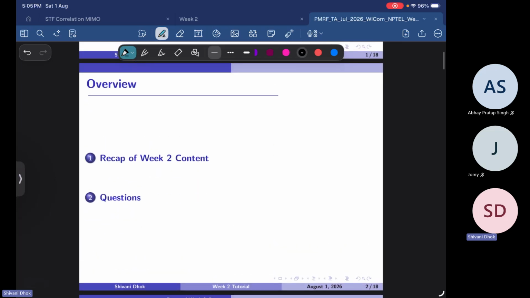This week's tutorial will be divided into two parts. First, I'll recap the contents that were covered in this particular week, followed by questions related to this week's content. I'll try to keep questions related to the assignments for the course or weekly assignments, but obviously they won't be the same questions. And at any point of time, if you have any questions, you can unmute yourself and ask.